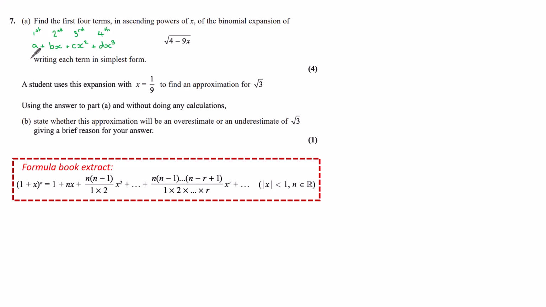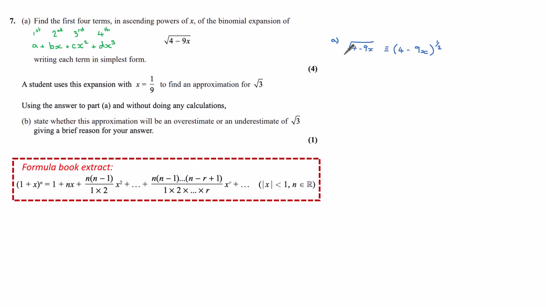So our first term is numerical. If you think of a polynomial, a plus bx plus cx squared plus dx cubed, this would be our first 4 terms. So we have the square root of 4 minus 9x. Currently this is not in the form of 1 plus x to the power n, so we need to look at how we can rewrite this.